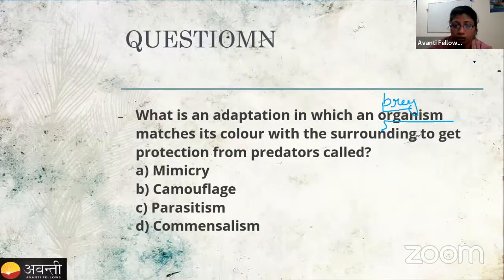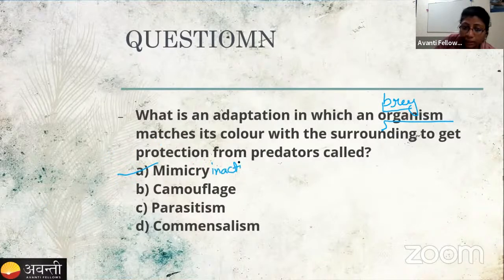Okay, so let's discuss all the options first. Mimicry means enacting. Here the predator will start acting like a prey, or the prey will start acting like a predator. Which is not right, because here we are talking about the change of color with the surroundings. The third one is parasitism. Here one organism is not surviving on another, right? So parasitism also gets cancelled.